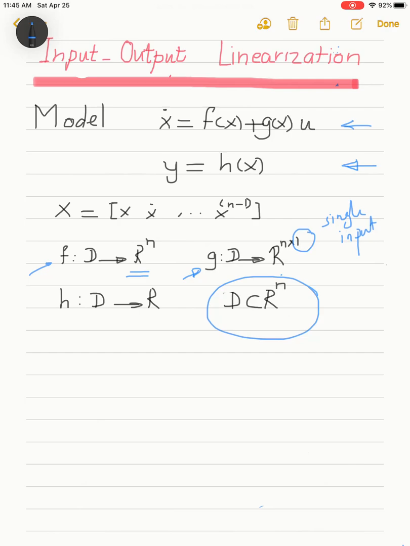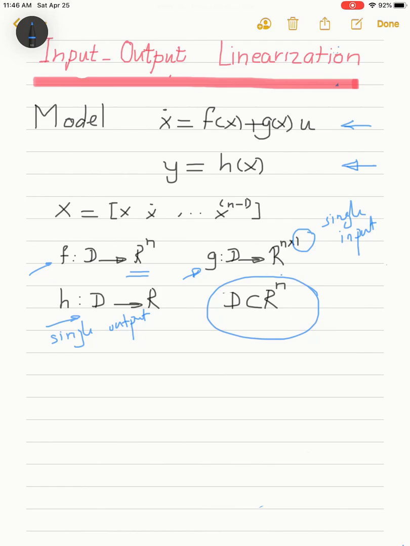H is also a mapping from D to the real space of dimension 1, and that means that we are considering a single output system. Of course, this analysis can be generalized to include multi-input, multi-output systems, but for simplicity here we are just considering the case of a single input, single output system.